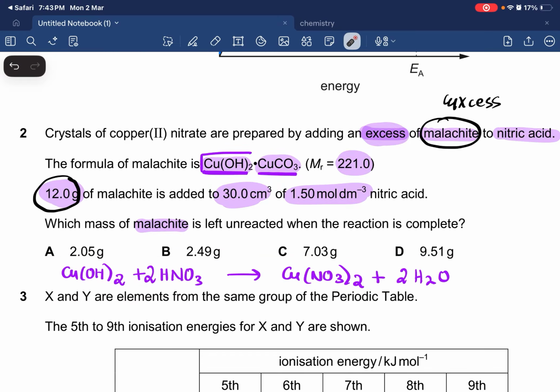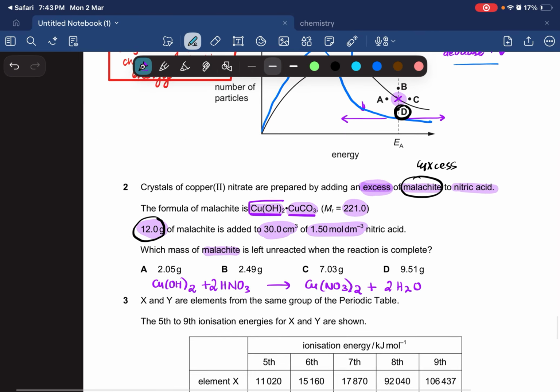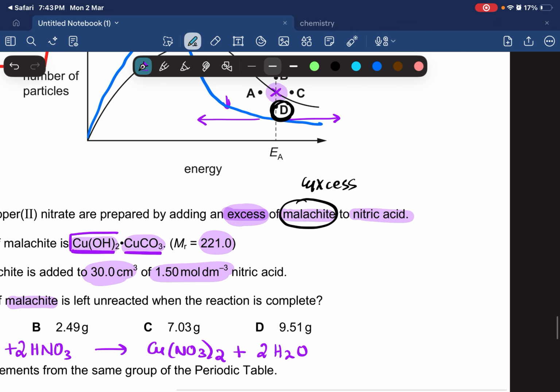I'm going to form another equation with copper carbonate. So over here, let's see what happens with copper carbonate. If you add nitric acid to copper carbonate, what are you going to form? You're going to form copper nitrate first, and then carbon dioxide, and then water. Put a 2 over here and you're good to go. So that's the two equations.